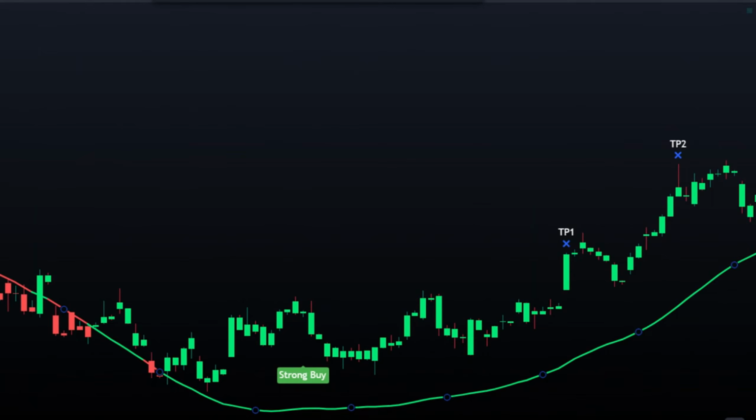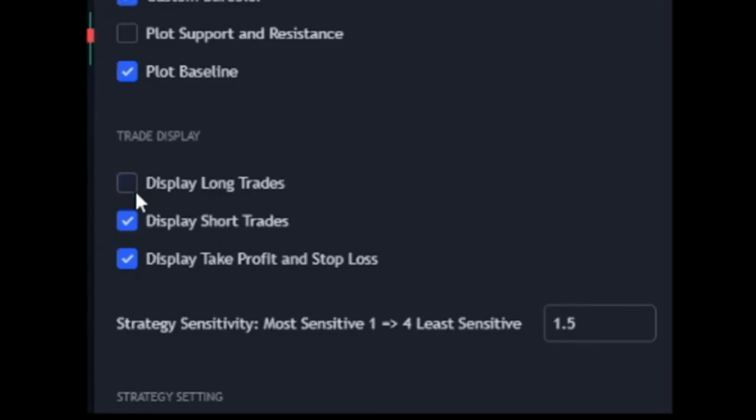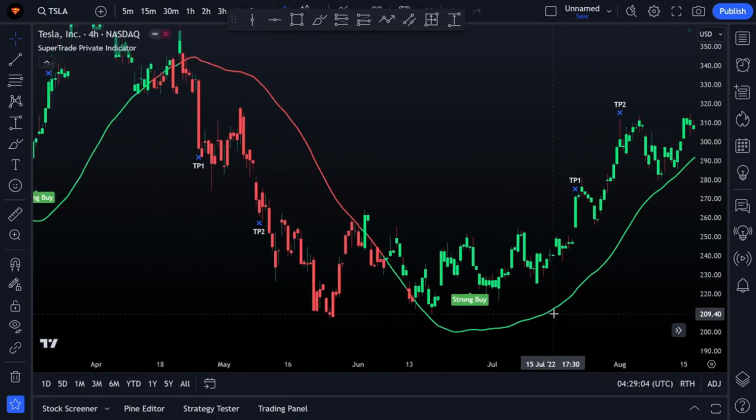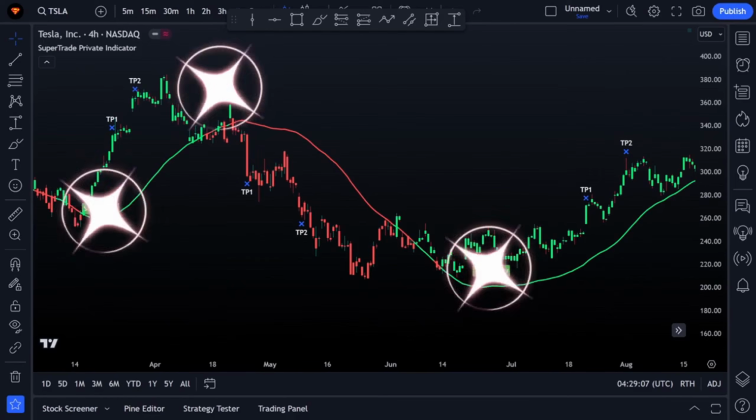So this indicator does work with both long and short trades, and you can disable or enable them in the settings, in case you prefer one over the other. As you can see, this indicator is working beautifully so far, and we are 3 for 3 now. Next, we get a sell signal. The market consolidates and retraces back.